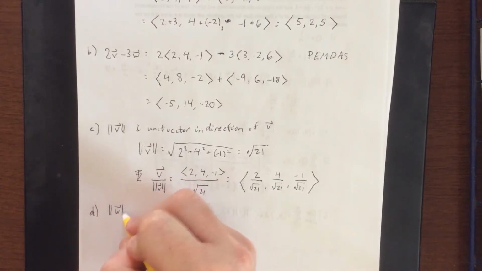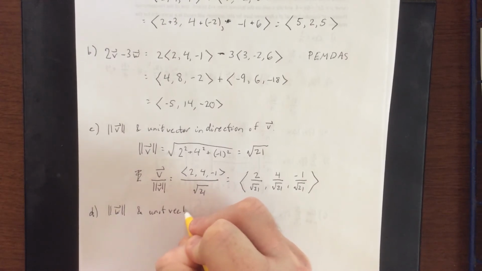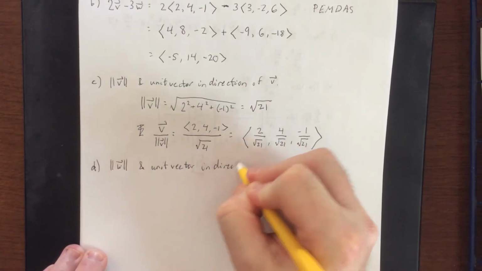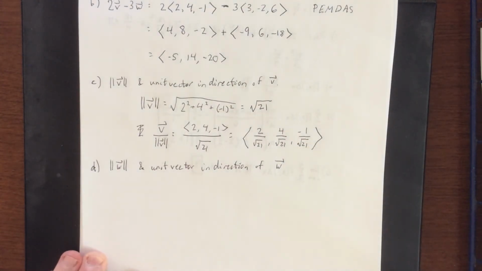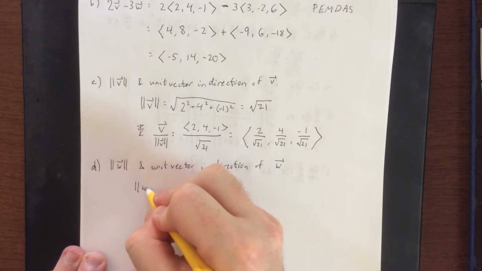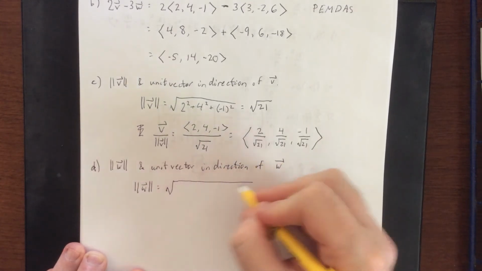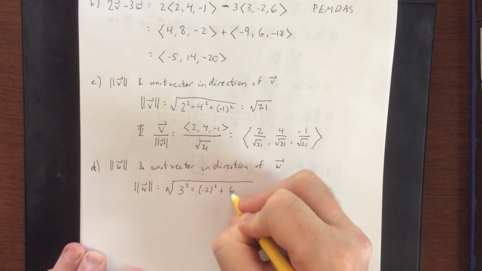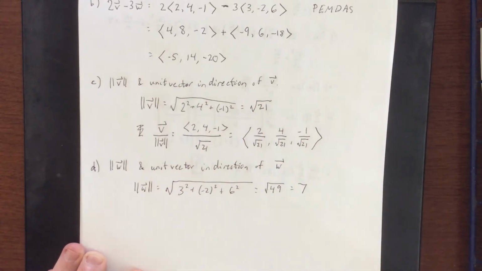Then we'll do the same thing for w. We'll find the magnitude and a unit vector in the direction. So magnitude of w and a unit vector in the direction of w. We'll start with the magnitude of w. The components were 3, -2, and 6. So we'll do 3 squared, -2 squared, and 6 squared. We'll be adding all of those together. We get 49. Simplifying that radical as much as possible, we wind up with 7.